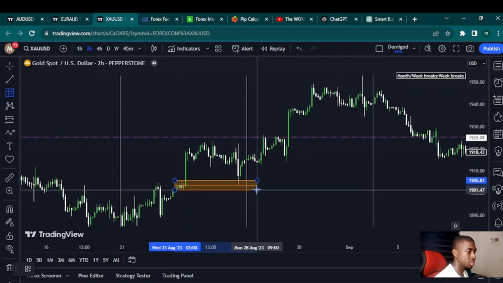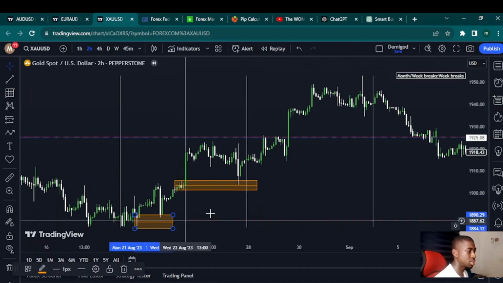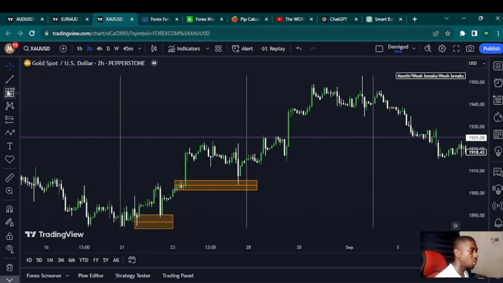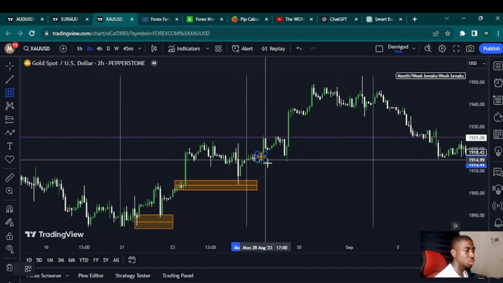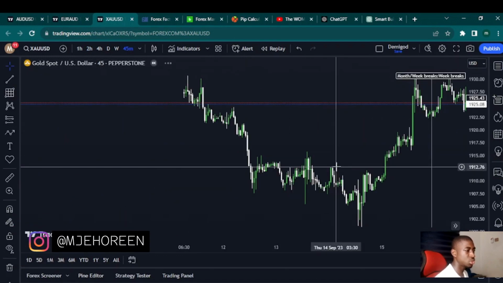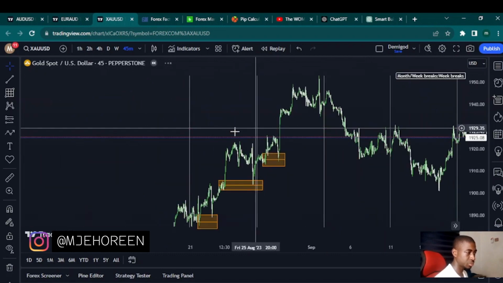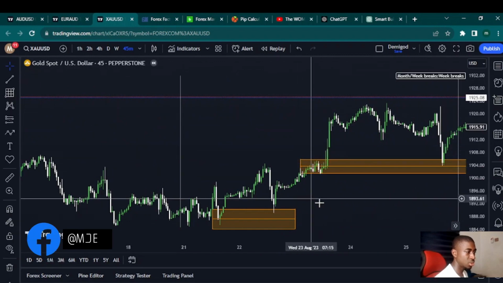This is a demand zone for us. All this also works on candlestick patterns, trust me. So it's not new stuff, right? So now let's use those 3 zones for example. Here I am on the 45 minutes, and you can see what happened here.